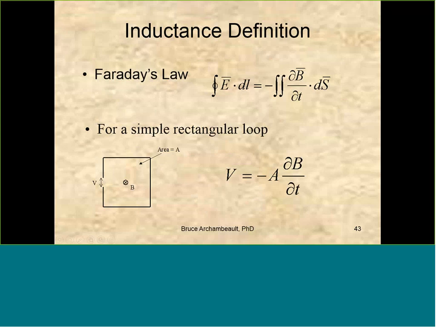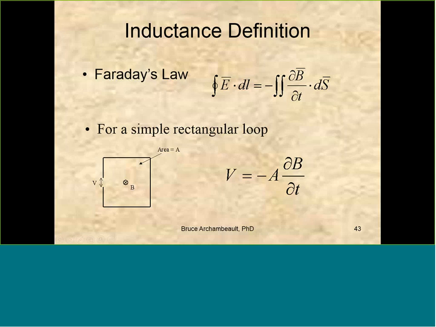On the right-hand side of the equation, I've got two integration symbols, which means it's an area. Really, it's simply summing up the total amount of magnetic flux density changing with respect to time in that area. Now, if the loop is small so that the flux density is a constant in the loop, I can pull it out and create this lower equation, where the voltage is equal to the area times the time-varying magnetic field.